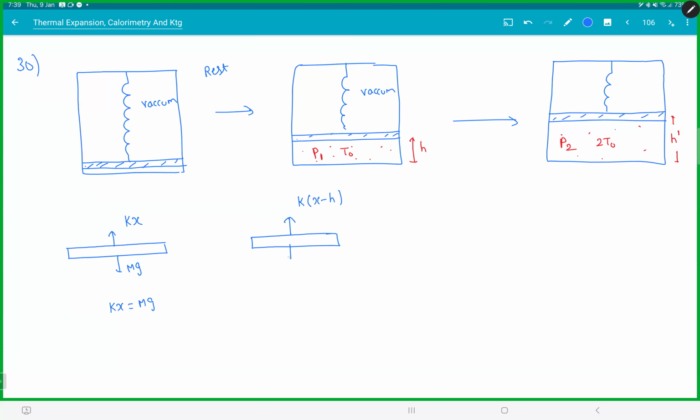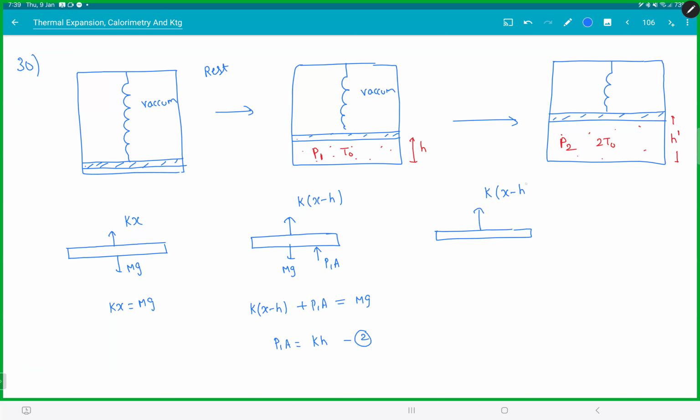Right, Purvaja. And mass is mg. And now the gas is also pushing up. So this is P1 into area. So K(x minus h) plus P1A. Now these two are balancing mg. Kx and mg will cancel. You will get P1A is equal to Kh. This is equation 2.